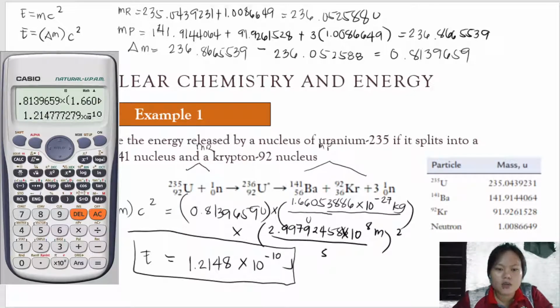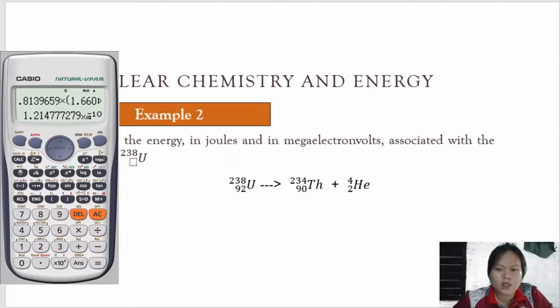Okay. So next, we have here our second example.